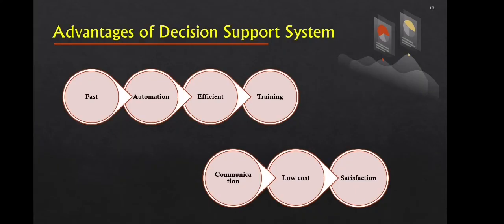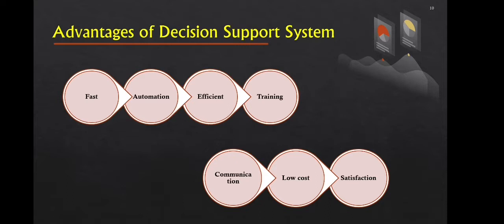Now, there are different advantages and disadvantages for decision support system. Let us talk about the advantages first. So we have the different advantages of the decision support system. We have fast, automation, efficient, training, communication, and low cost. So why do we say decision support system is fast?